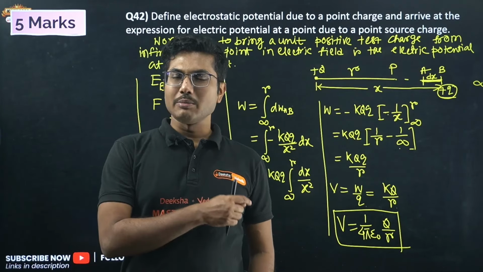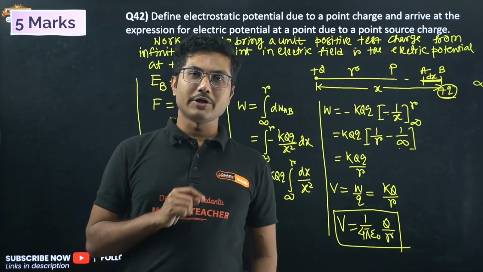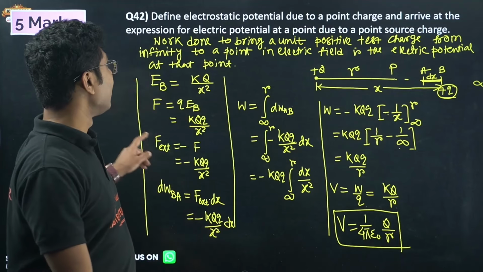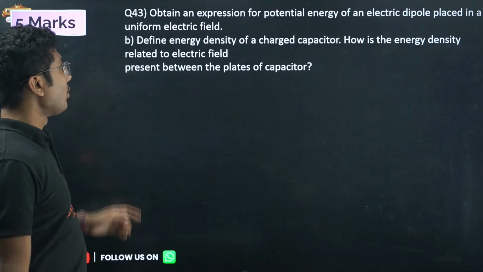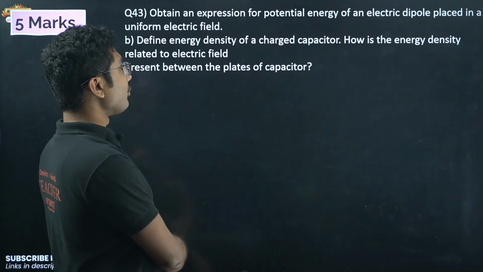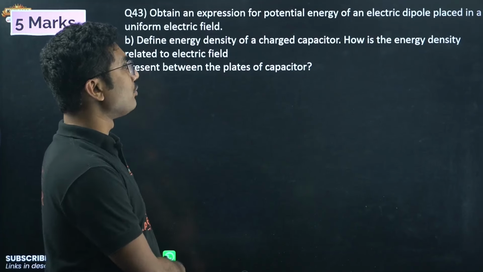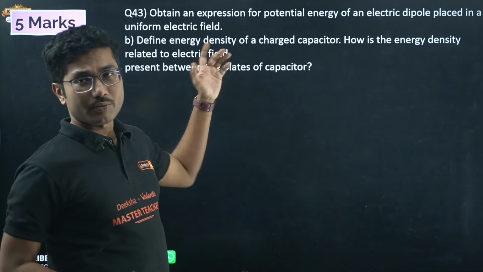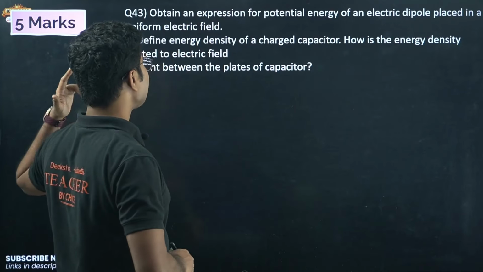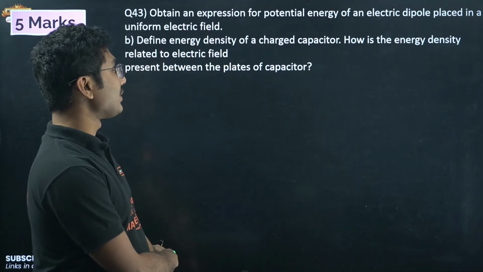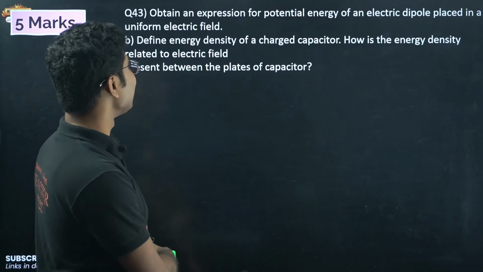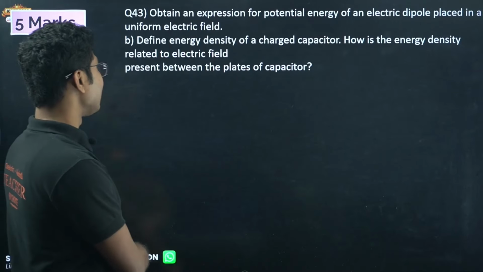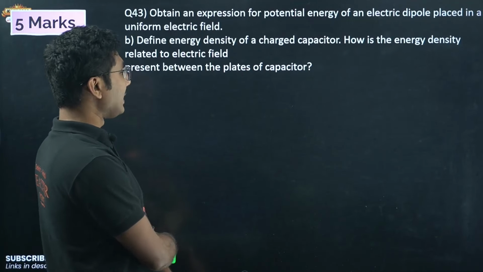It is not only important in your board, it is also important in your PU2 final board exam. Now, obtain an expression for potential energy of an electric dipole placed in a uniform electric field. This kind of question has also come in the past. Define energy density of a charged capacitor. How is the energy density related to the electric field present between the plates of the capacitor?